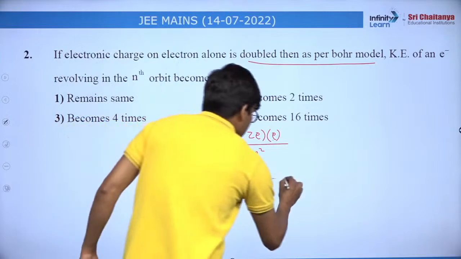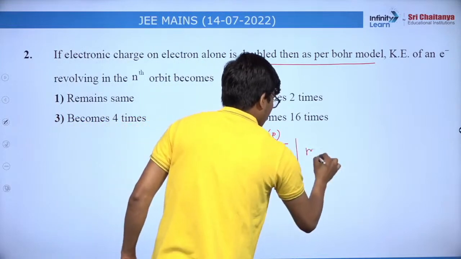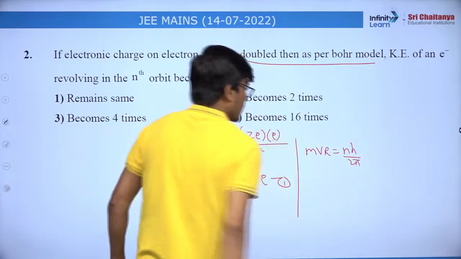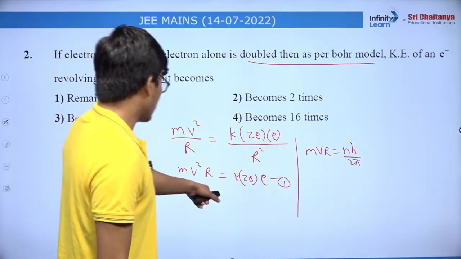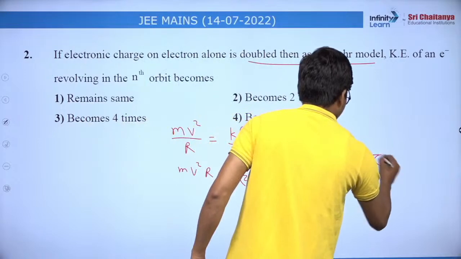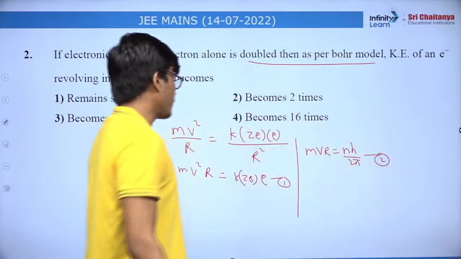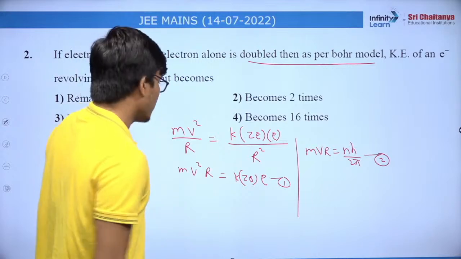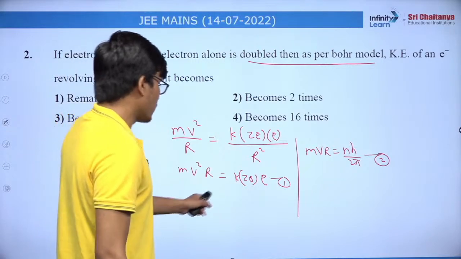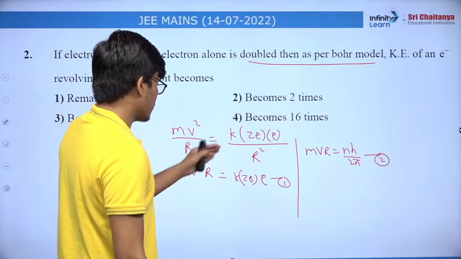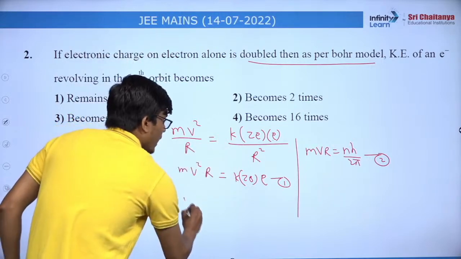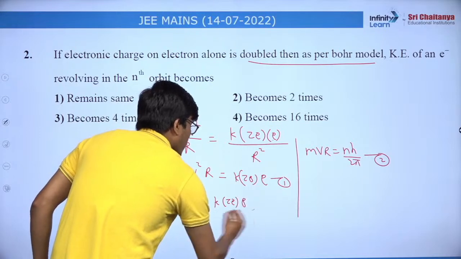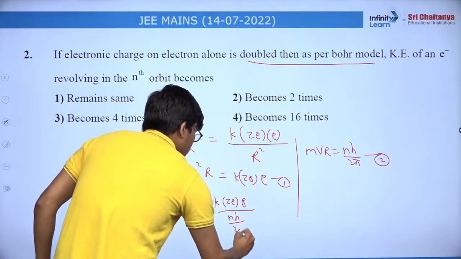This is my first equation, and angular momentum quantization should also hold, nh upon 2 pi. So if you compare them, two equations are there. I need the velocity so that I can get the kinetic energy. So if you just divide them, you will have K ZE E upon nh upon 2 pi.